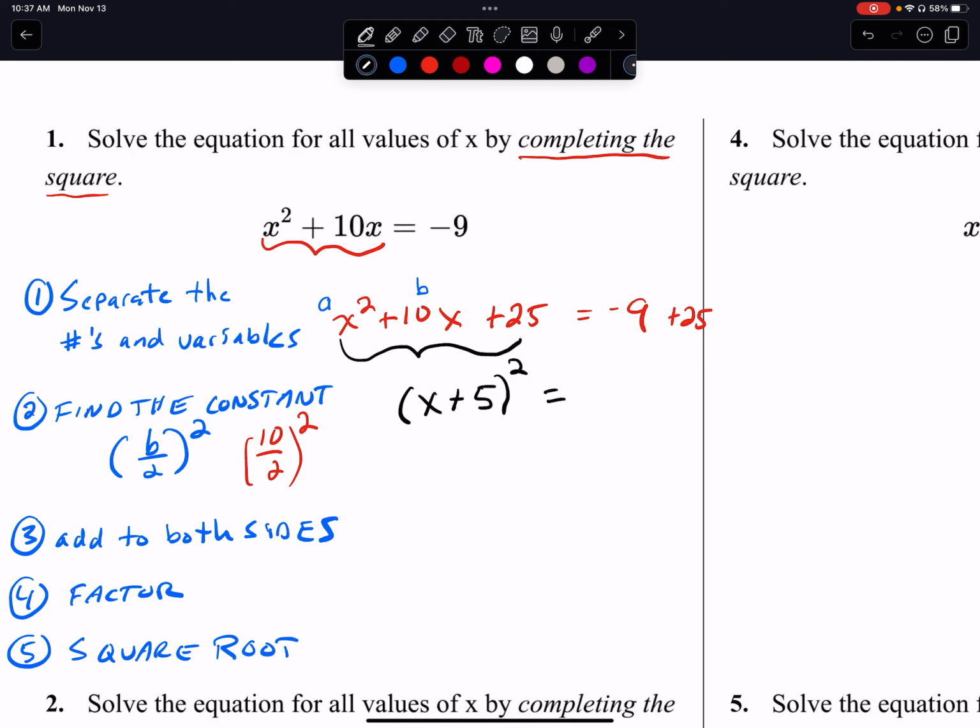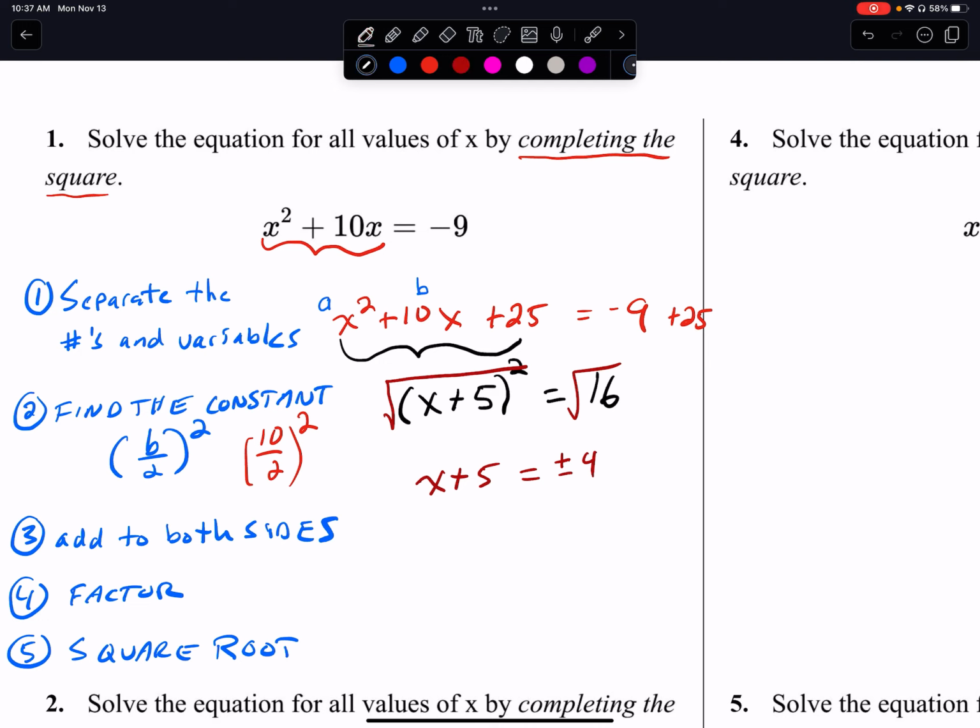Now on the right-hand side, -9 plus 25 is 16. This works out nice and neat, because after we factor, we just take a square root on each side, so we're left with x plus 5 on the left-hand side. On the right-hand side, if you ever take the square root of a variable in an equation, you need to consider both the positive and the negative version, because -4 times -4 is 16, and +4 times +4 is also 16.